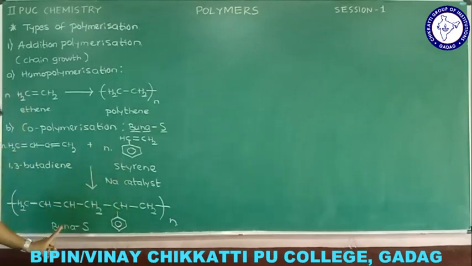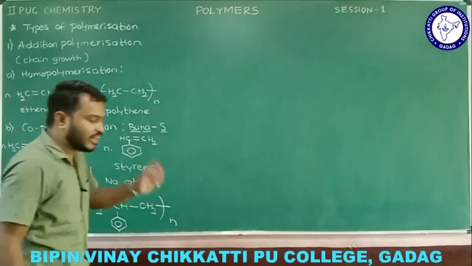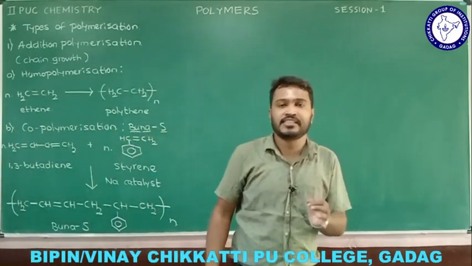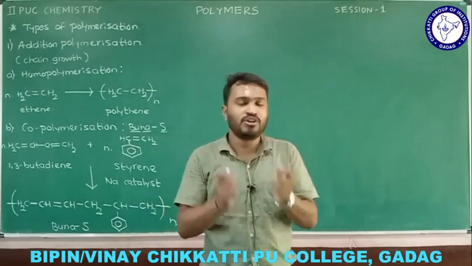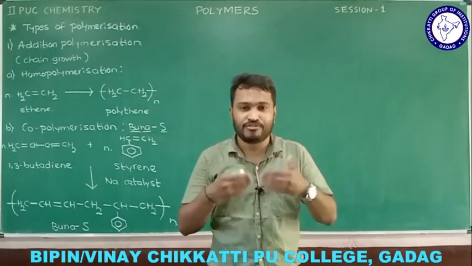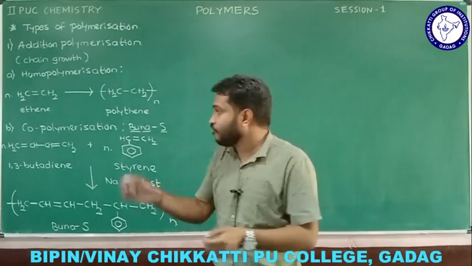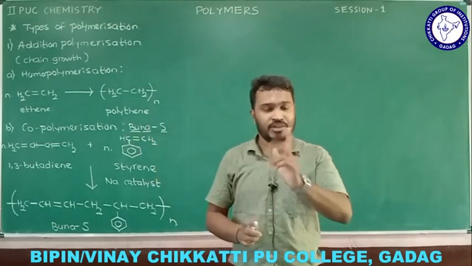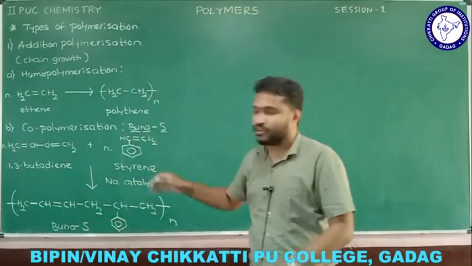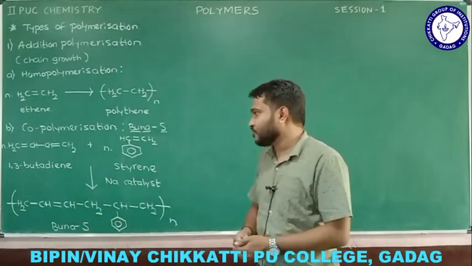I repeat, Buna-S is formed by copolymerization of 1,3-butadiene and styrene in presence of sodium catalyst here. Remember that one, mentioning the type of polymerization is important. If you don't mention that, you are going to lose 1 mark in the examination. Therefore, I am going to highlight this one, what kind of polymerization we have, and you are supposed to mention that one. Okay, so writing the complete structure like this you are going to get 1 mark, and the statement we are going to get the 1 mark.